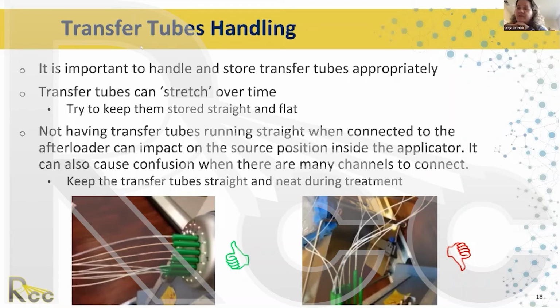This is less than ideal because the bend in the transfer tube makes the source run out on the outside diameter of that bend and changes the length of the channel slightly. Also, when you check the connections, it is much harder to check on the right side because you have all these crossing transfer tubes than on the left side. So try to be nice, neat, and tidy with the transfer tubes as best as you can. Okay, next slide, please.